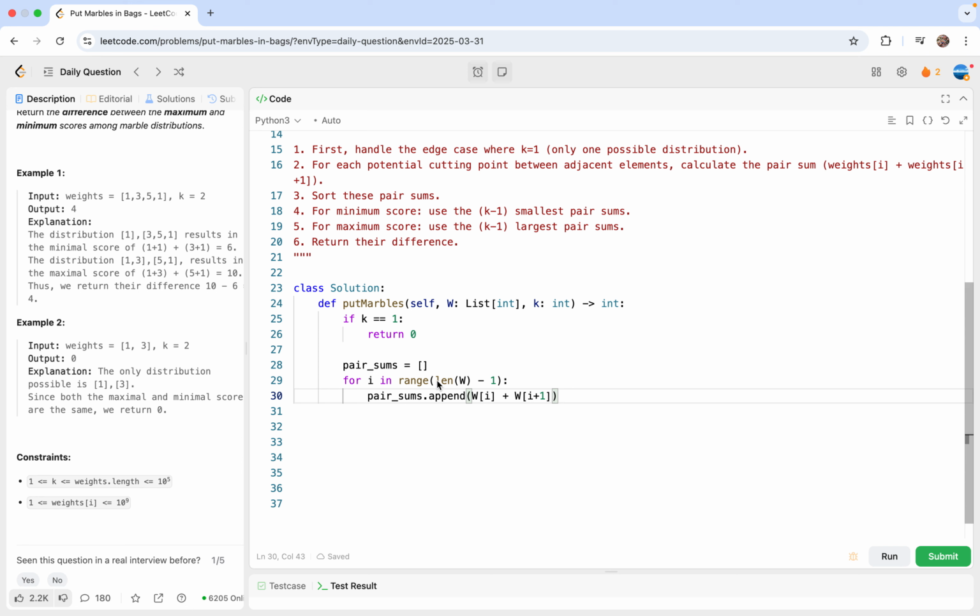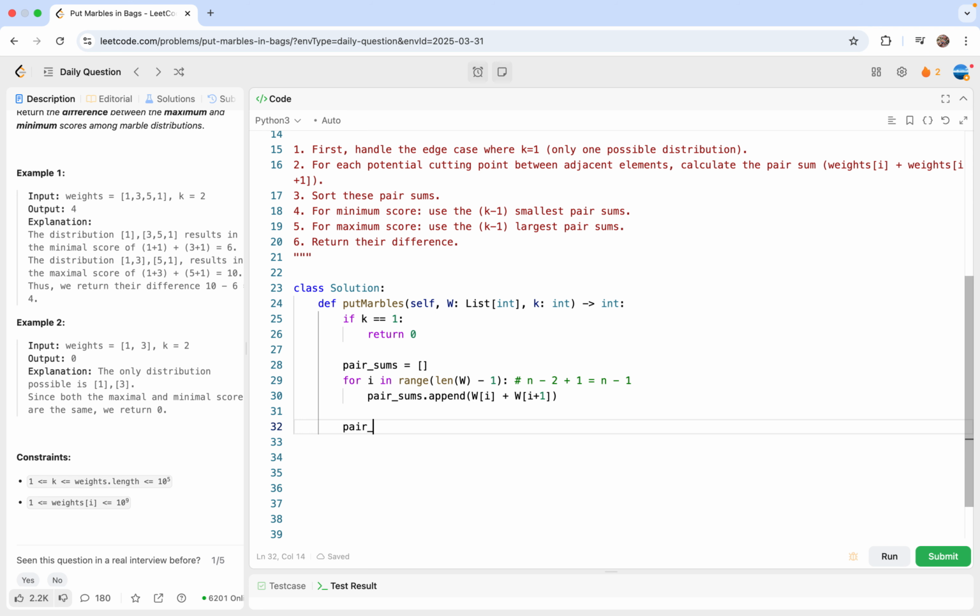So here I read the length of W minus 1. Let's assume the length is n, right? So the largest i will be this one. Then the largest i plus 1 will be n minus 1, right? It makes sense. So once we have this, when we are done, now what do we do?